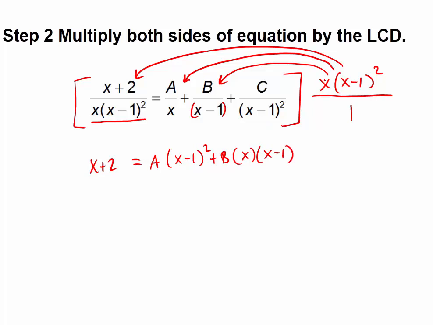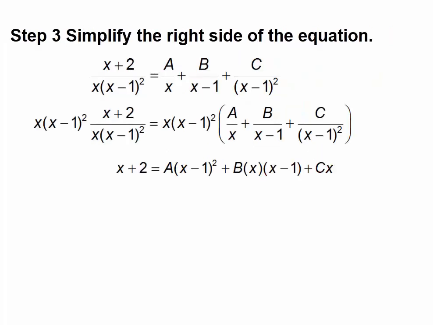Okay. Then when I go to multiply by my third fraction on the right side, notice my x minus 1 squared will divide out with my x minus 1 squared. So all I have left to multiply by here is just x. So it'll be plus cx. So we've multiplied. Let's review our steps here. We've written our partial fraction decomposition setup. We've multiplied both sides by the LCD. And now what we want to do is simplify this right side.